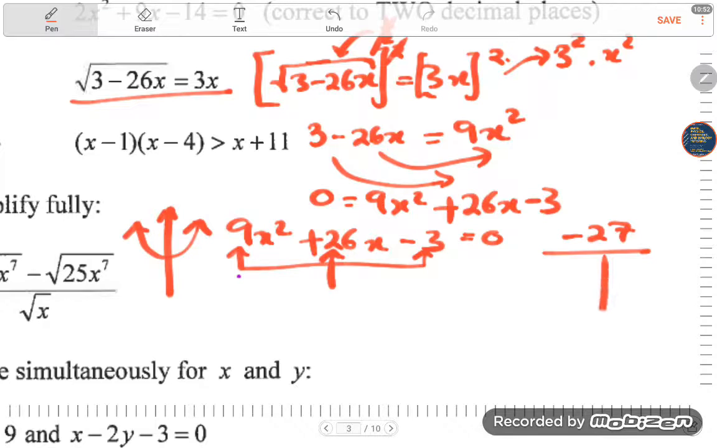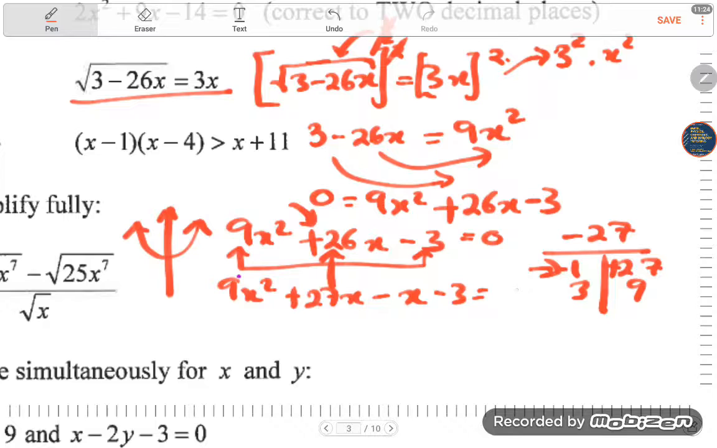So here, because 27 is like 1 and 27, there's like 3 and 9. It's like so few options, which makes it great. The only one I can see that I can manipulate to get a 26 is 1 and 27. But then, as one student pointed out yesterday, because we look at the sign of the 26 as positive, which means the bigger number should be positive, and therefore this one should be negative. And that's going to give us 9x squared plus 27x minus x minus 3 equals to 0, okay?